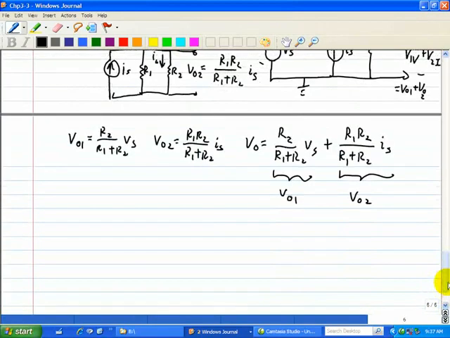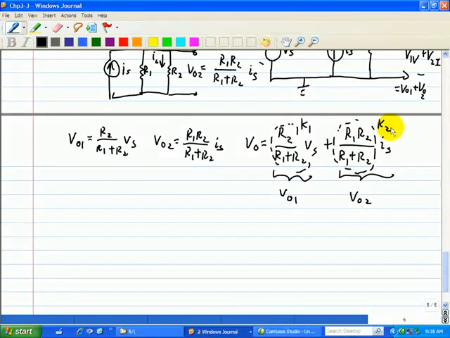Now we can rewrite this where we just have a constant right here. We can take this constant and define that as K1, and this constant and define that as K2. Therefore, VO is K1 times VS plus K2 times IS.